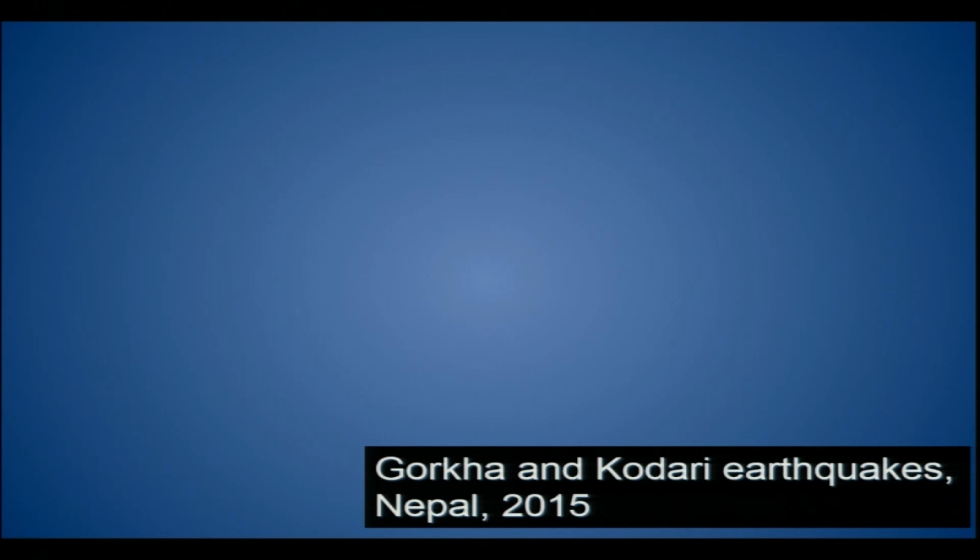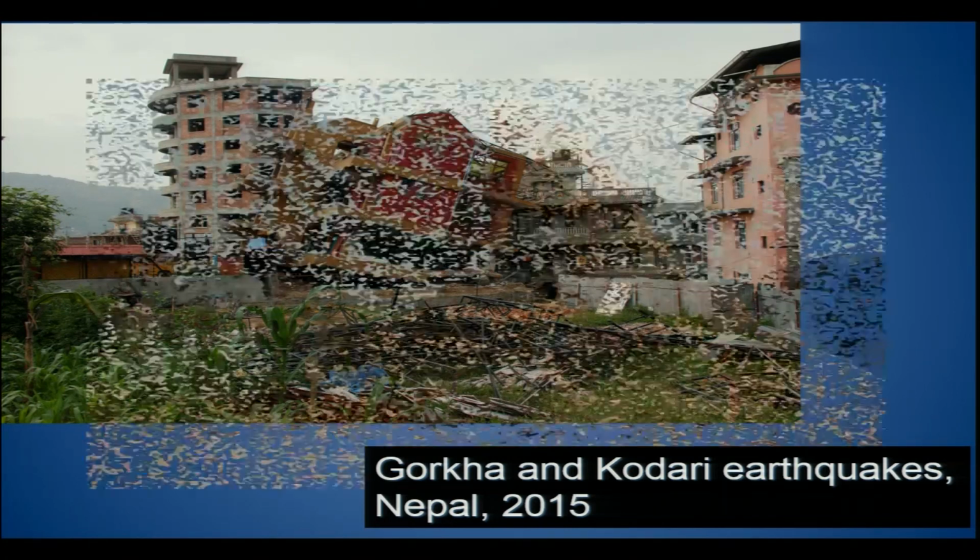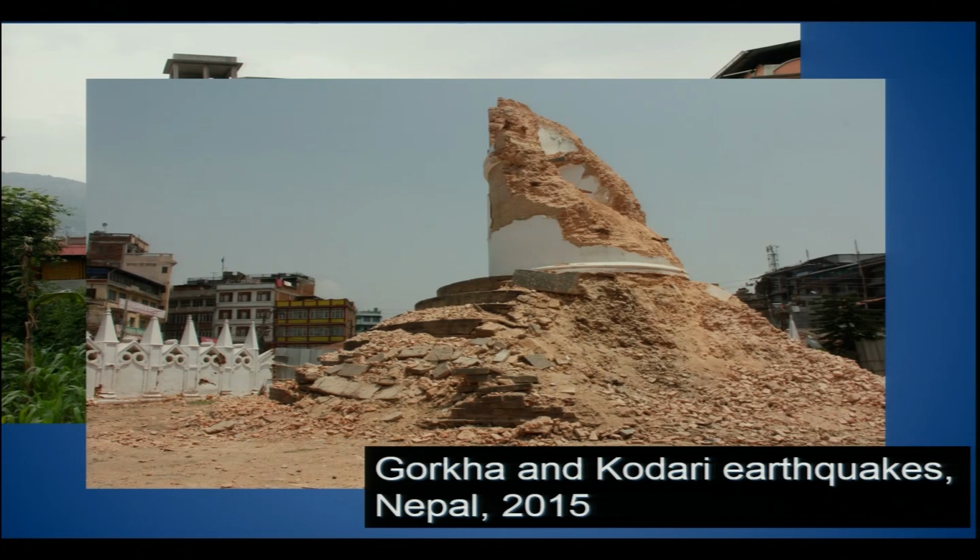Coming to the Gorkha and Kodari earthquakes in Nepal, two earthquakes took place in this region in 2015. The damage was not so severe, but of course it was bothering for us. This was one of the school buildings which collapsed. The columns were broken because of strong ground shaking near Kathmandu, and this tower collapsed and many people got killed in this one. Almost 10,000 people were killed during this earthquake in Nepal.